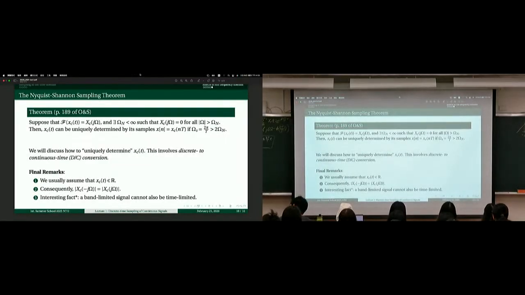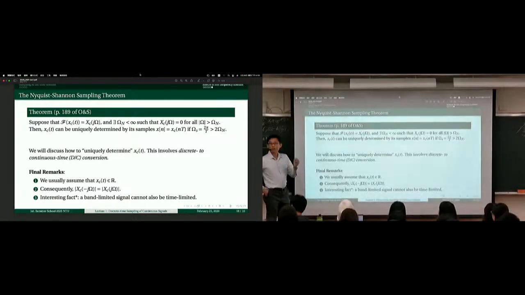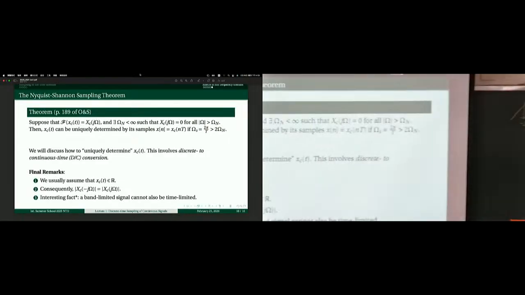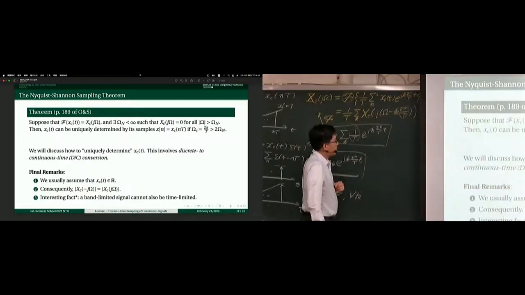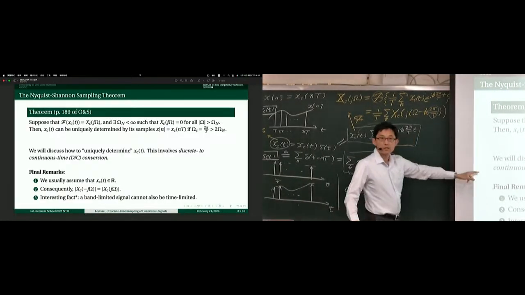In what sense are you fine? Now we can get back the waveform. x_c can be uniquely determined by its samples. You can go back from discrete time to continuous time, and that determination is unique. Now, I have a few remarks right here. Okay, so far so good.